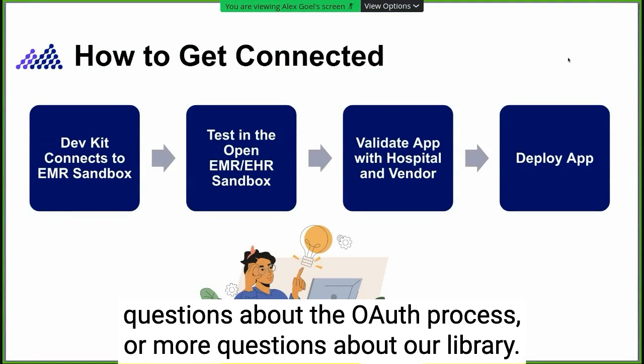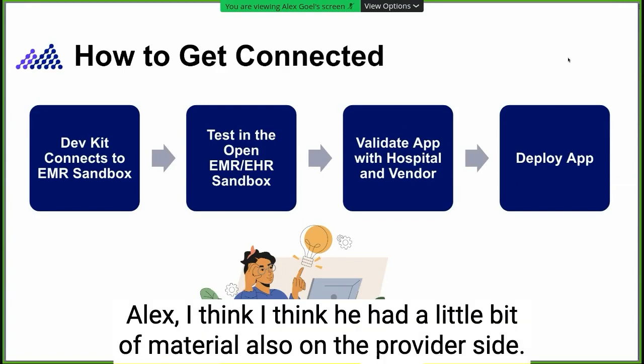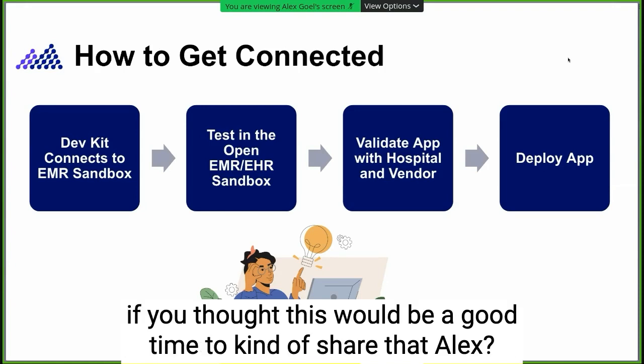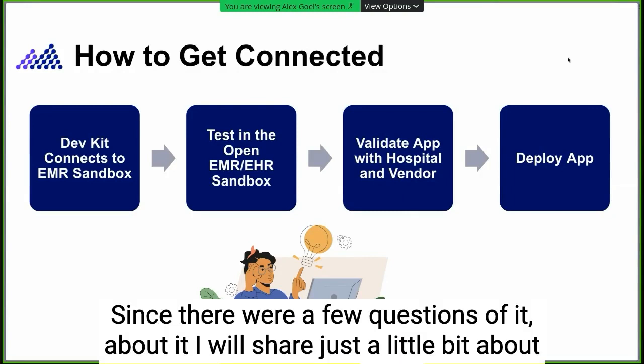So once you've used SMART-on-FHIR and Plum to actually get connected to the EMR sandbox, you'll have to do some testing in the sandbox validated by Epic or by Cerner or whatever EMR you're connecting to, MedPlum even. And then you'll do it again by the hospital, and then your app can be deployed. This is a typical process. This is a very high-level view of that process. There's a lot to happen in here, but this is what you're looking at for a provider app.